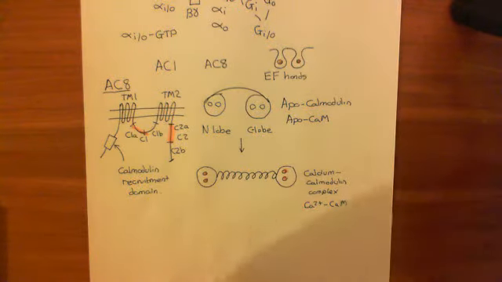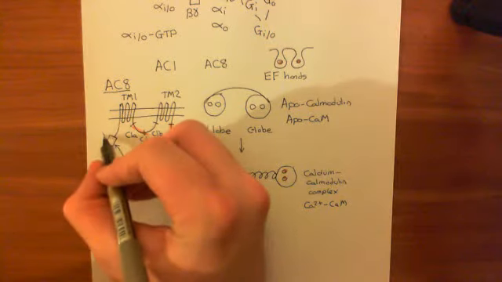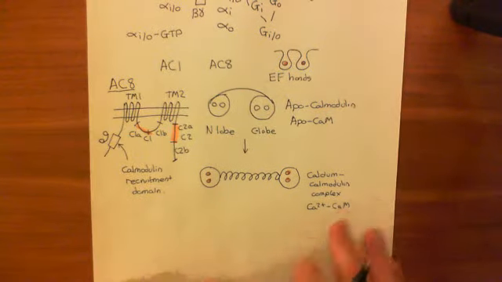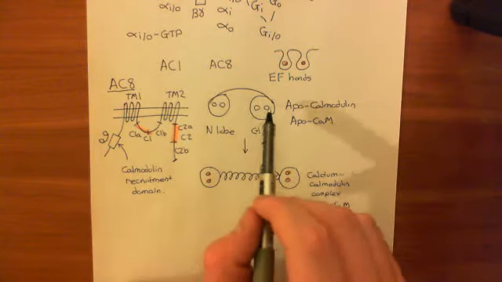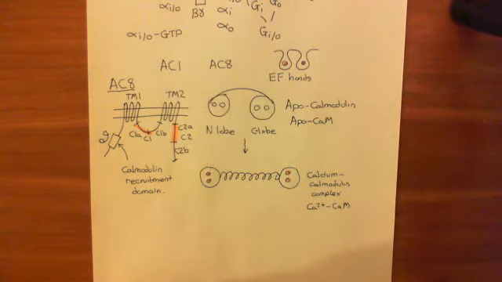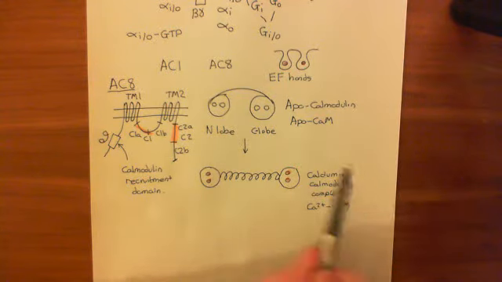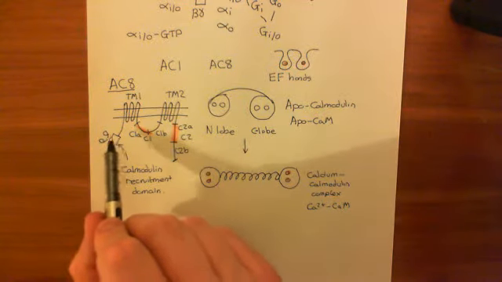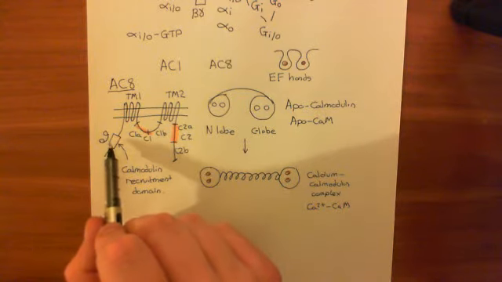The way adenylyl cyclase 8 is activated is that apocalmodulin initially binds to this calmodulin recruitment domain over here. When calcium goes up, the calcium binds to the calcium binding sites on the two lobes of this apocalmodulin, and it changes conformation to this calcium calmodulin complex form. What also happens is that the calcium calmodulin complex no longer remains bound to this calmodulin recruitment domain.